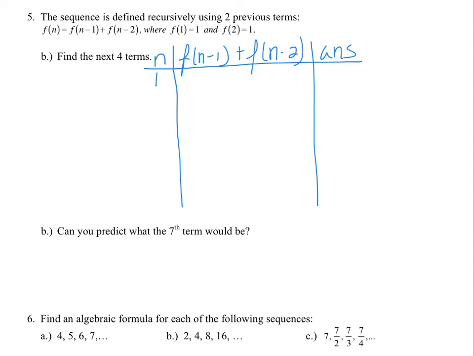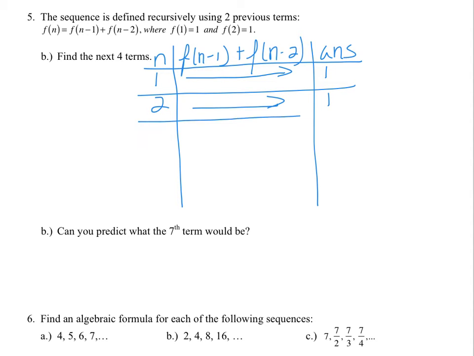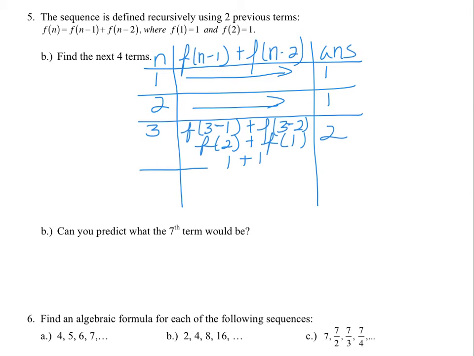Okay, so they said the first term was 1. The second term was also 1. That's a little odd. Okay, the next 4 terms. So I need term number 3. So it's going to be f sub 3 minus 1 plus f sub 3 minus 2. All right, let's see what I got. So this is going to be f sub 2 plus f sub 1. Well, f sub 2 is 1 plus 1 comes out to be 2. Okay, so the third term is 2.